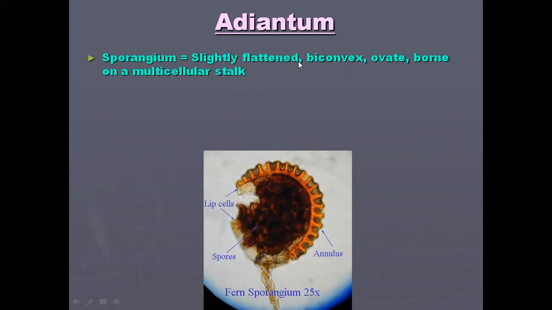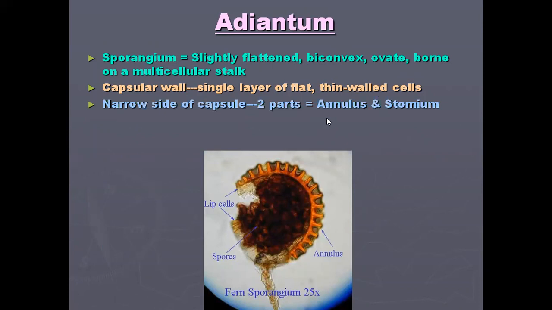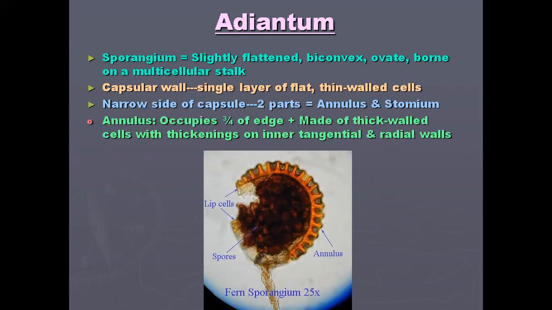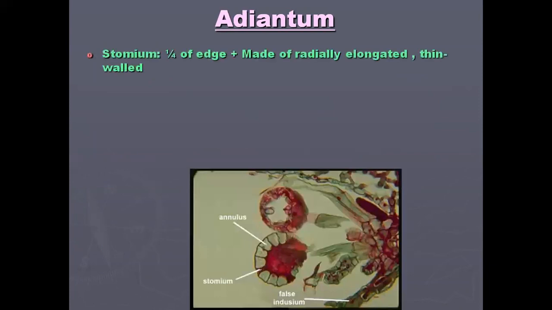Sporangia are slightly flattened, biconvex, ovate, borne on a multicellular stalk. The capsular wall is made up of single flat thin-walled cells. The narrow side of the capsule has two parts, the annulus and the stomium. The annulus is 75% of the edge. It is made up of thick-walled cells, with thickened inner tangential and radial walls. And then the stomium is 25% of the wall, made up of radially elongated thin-walled structures.